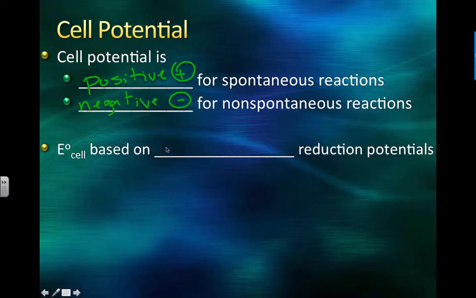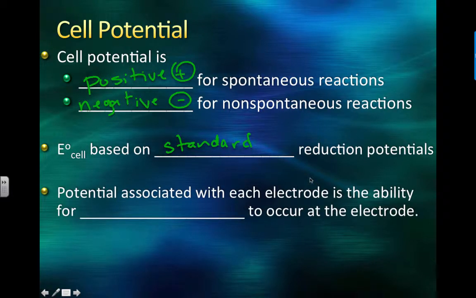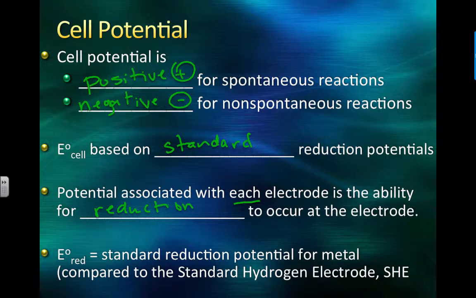The cell potential is based on standard reduction potentials of each electrode. So we have to know how much energy there would be to reduce one of those elements compared to the other element. The potential associated with each electrode basically describes the ability for the reduction to occur at the electrode. Some substances are easier to reduce than others. In other words, we can add electrons to the electron shells of certain elements a lot easier than other elements.